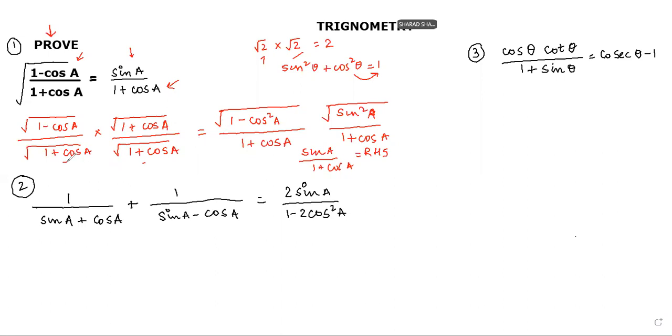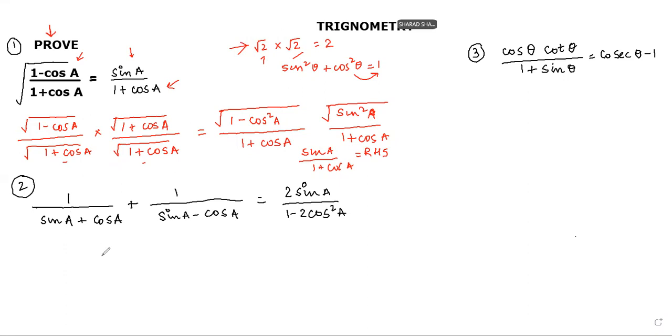The denominator square root is gone, because if I multiply with the same number, I get the number itself. So I got 1 plus cos A. And in the numerator, I got the multiplication of 2, a plus b, a minus b. So 1 minus cos square A, a square minus b square. This becomes sine square A, and we get sine A over 1 plus cos A.